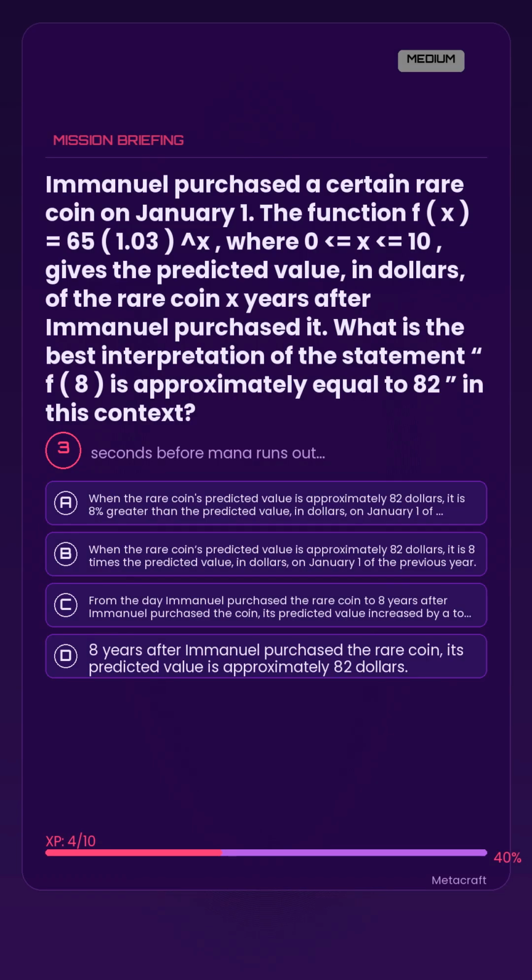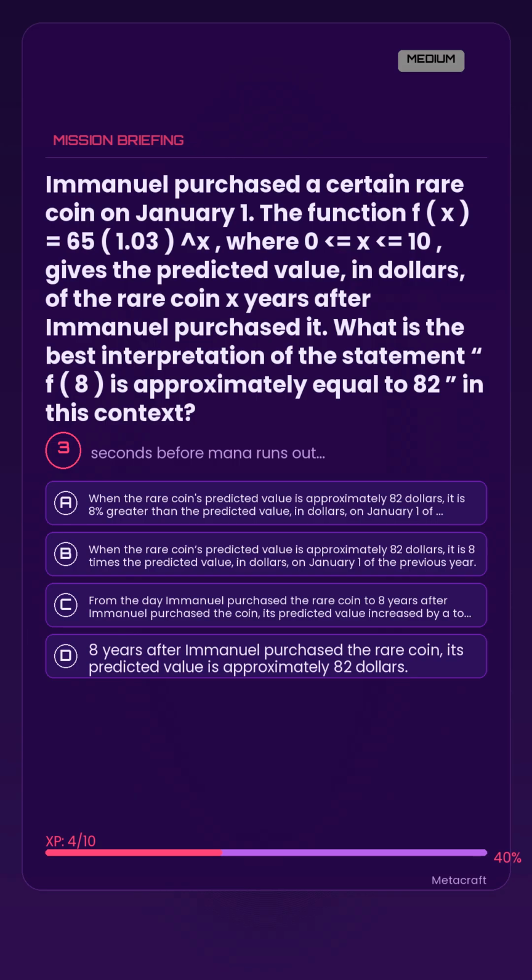Emmanuel purchased a certain rare coin on January 1st. The function f(x) equals 65(1.03)^x, where 0 ≤ x ≤ 10, gives the predicted value, in dollars, of the rare coin x years after Emmanuel purchased it. What is the best interpretation of the statement f(8) is approximately equal to 82 in this context?